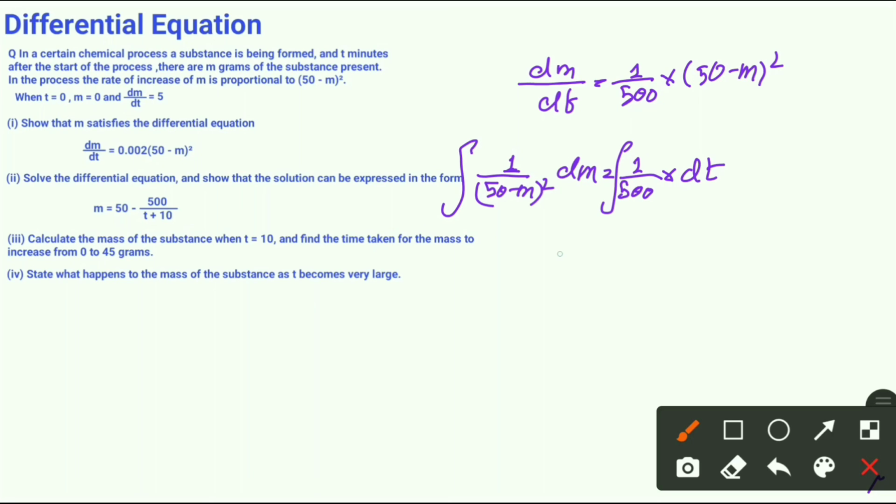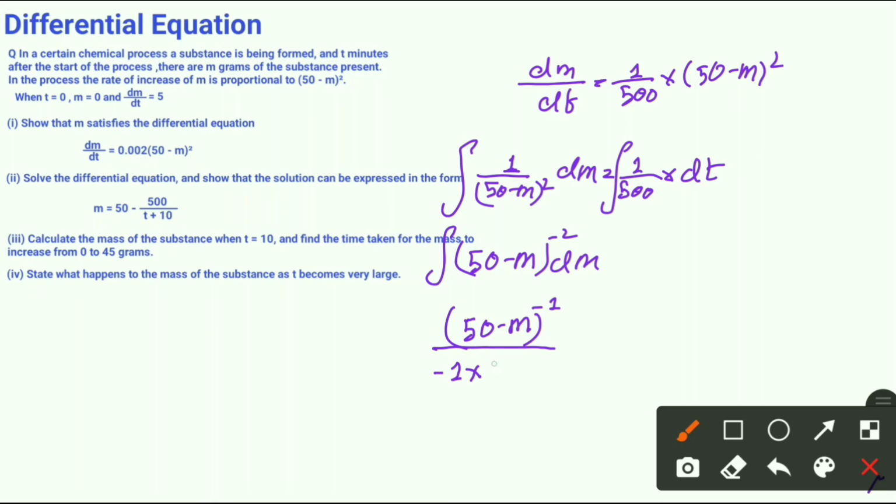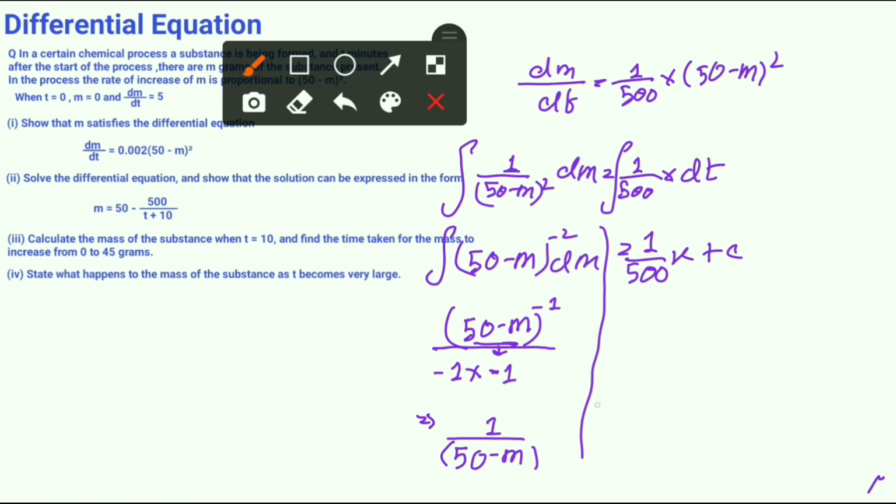Now we're going to integrate on both sides. Okay, and now if I try to integrate this, it's going to be (50 minus m) to the power minus 1 upon minus 1, multiplied by the differentiation of the inside, which is minus 1, and so the final answer would be 1 upon 50 minus m, is equals to 1 upon 500 x plus c.